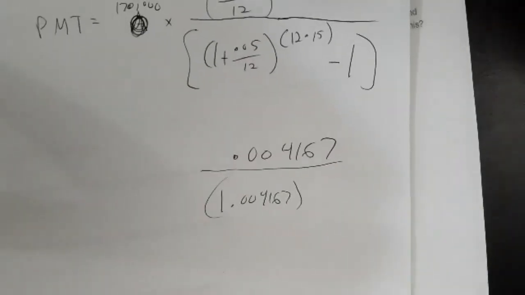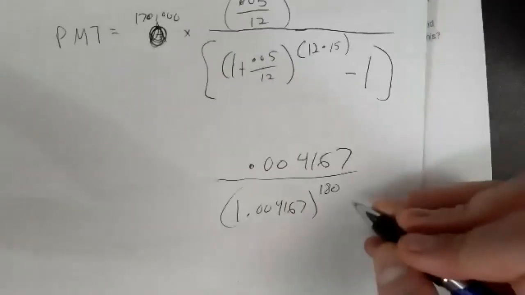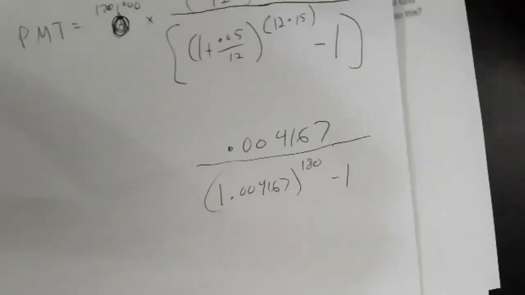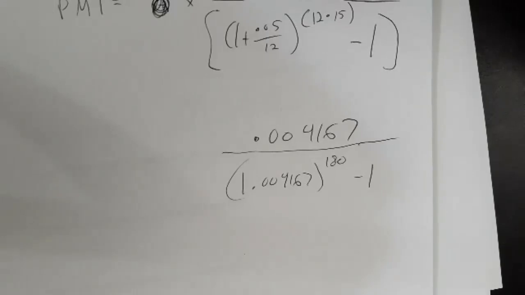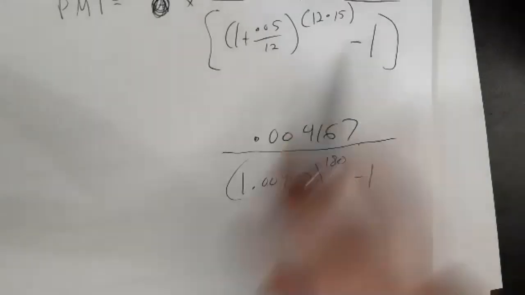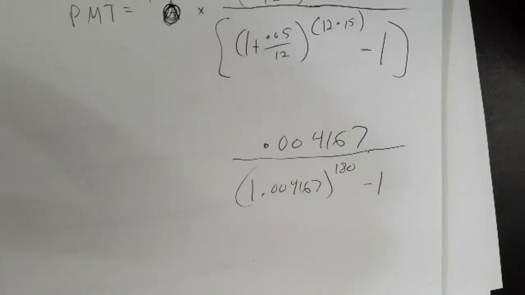Yeah, you're on the right path. That's what I'm trying to say. In the right ballpark. Okay, so then you do the 12 times 15, right? Yep, that's what you said. Okay, so do the parentheses first. And so now we got 1.004167, and 12 times 15 equals.